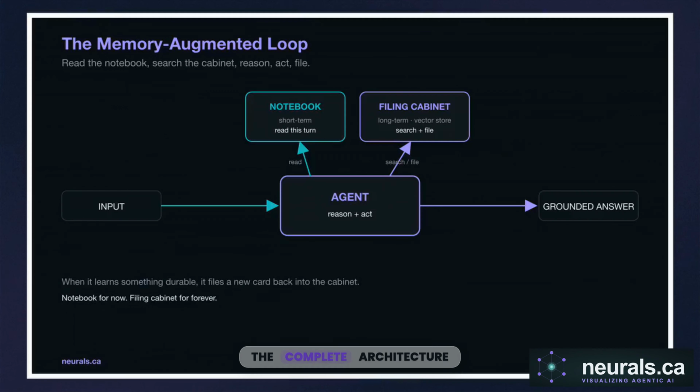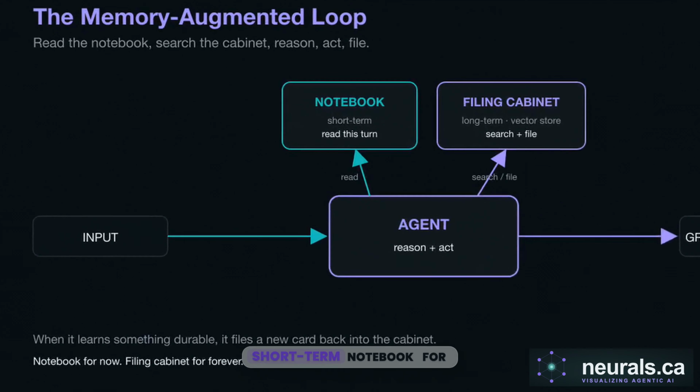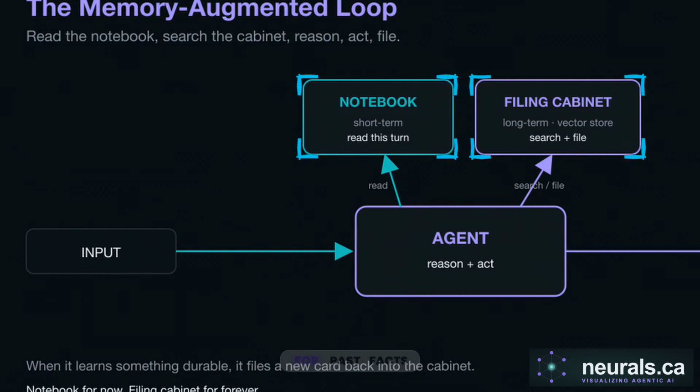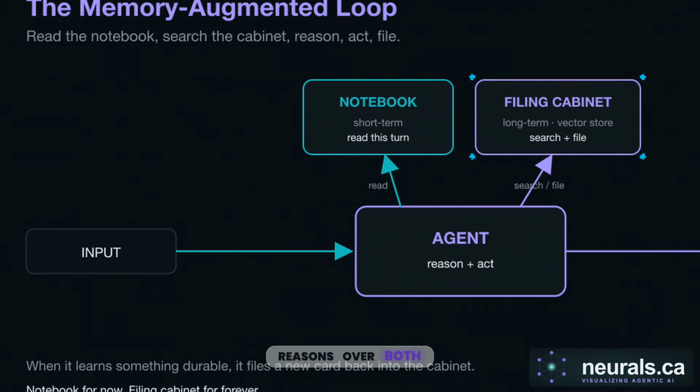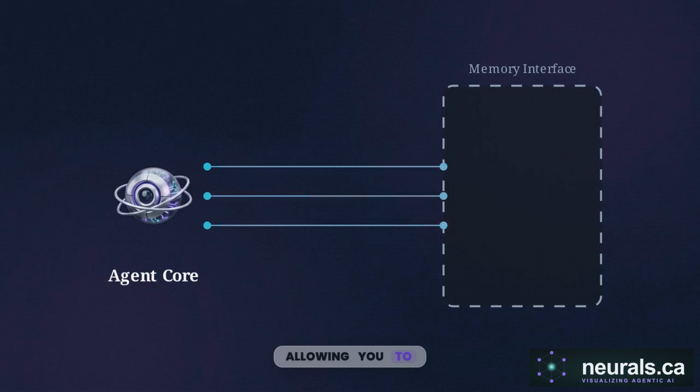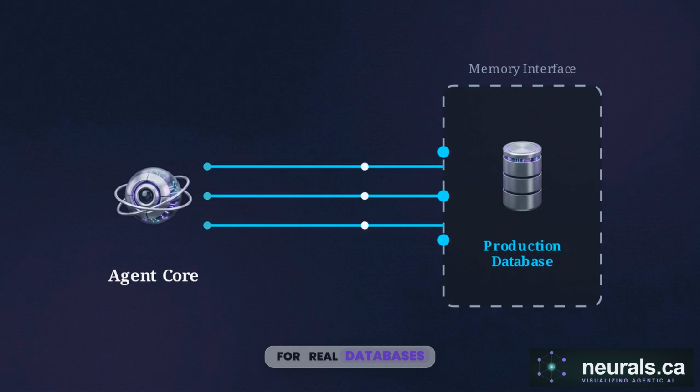This is the complete architecture in motion. An input arrives. The agent reads the short-term notebook for immediate context, searches the long-term cabinet for past facts, reasons over both, acts, and then files any durable new cards back into the cabinet. We built this using temporary in-memory components, but the framework is modular, allowing you to swap those out for real databases in production.